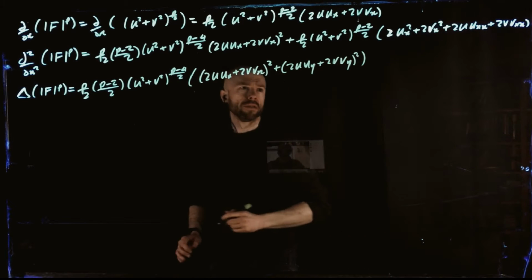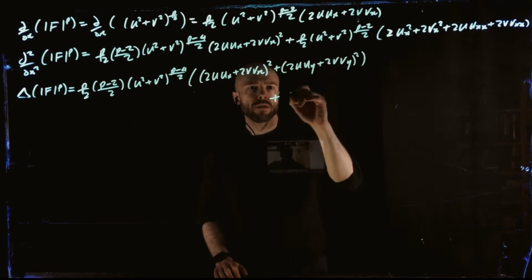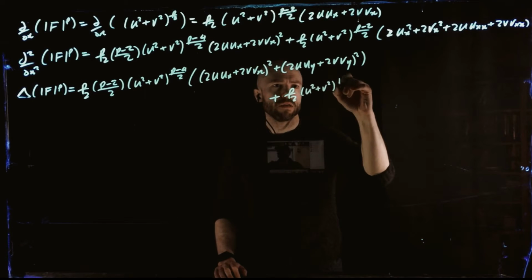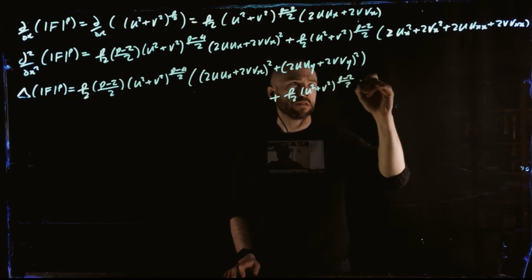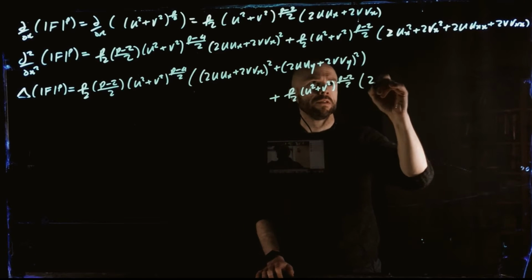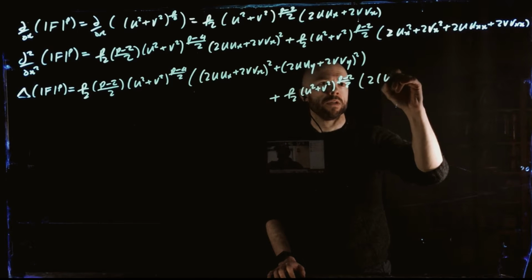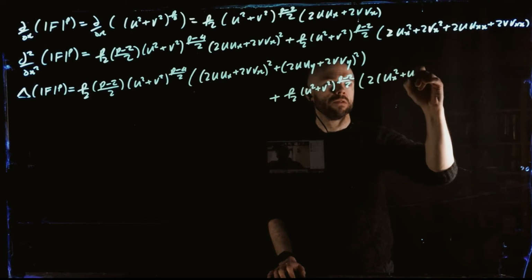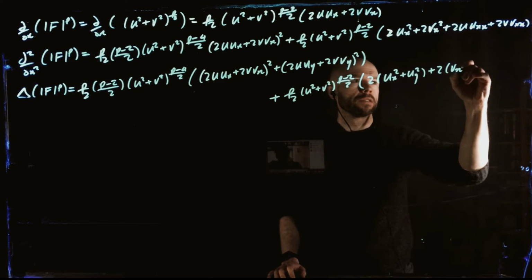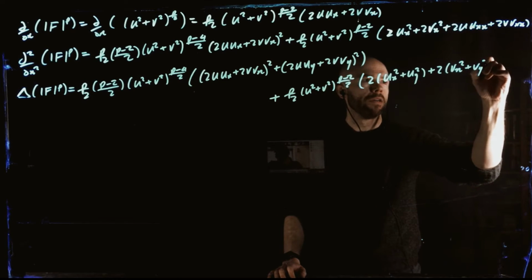So let's put it on the line here. P over 2, u squared plus v squared, this. And we're going to get 2, let's just put it as u of x squared plus u of y squared, plus 2 v of x squared plus v of y squared.